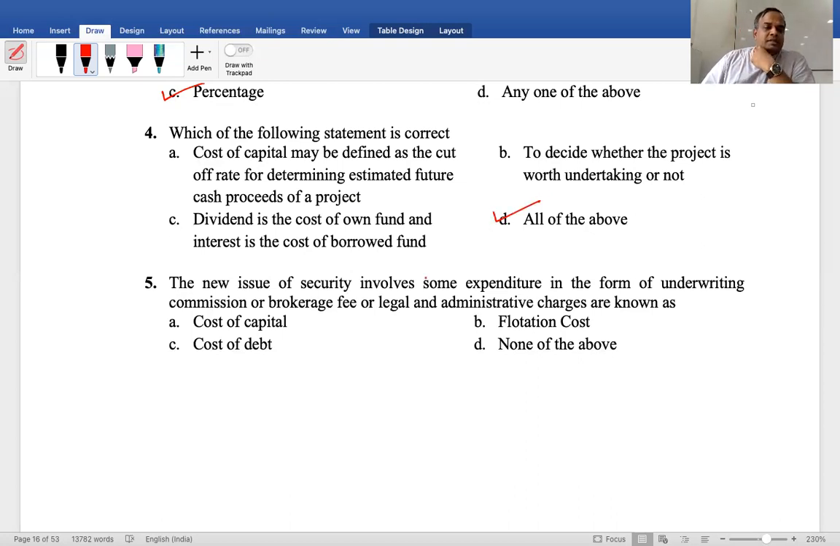Next. The new issue of security involves some expenditure in the form of underwriting commission or brokerage fee or legal or administrative charges. These are known as cost of capital, flotation cost, cost of debt, none of the above. While issuing, we incur some expenses, issuing expenses. Flotation cost. In class, we did the problem: gross proceeds of issue, less issuing expenses. That expense they may give as a flotation cost. Are you able to follow? Good.